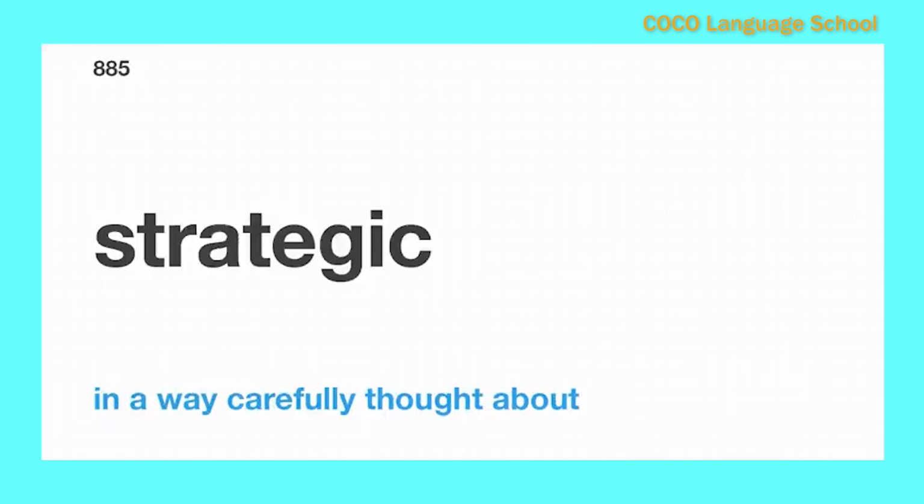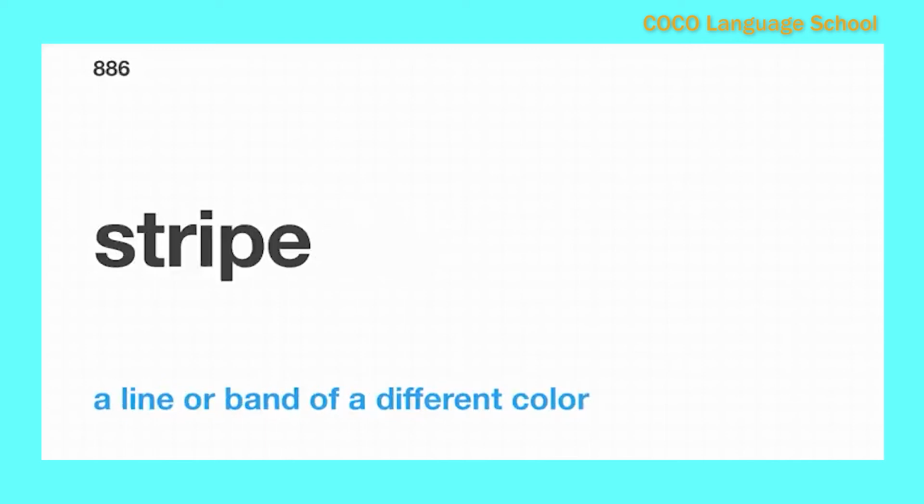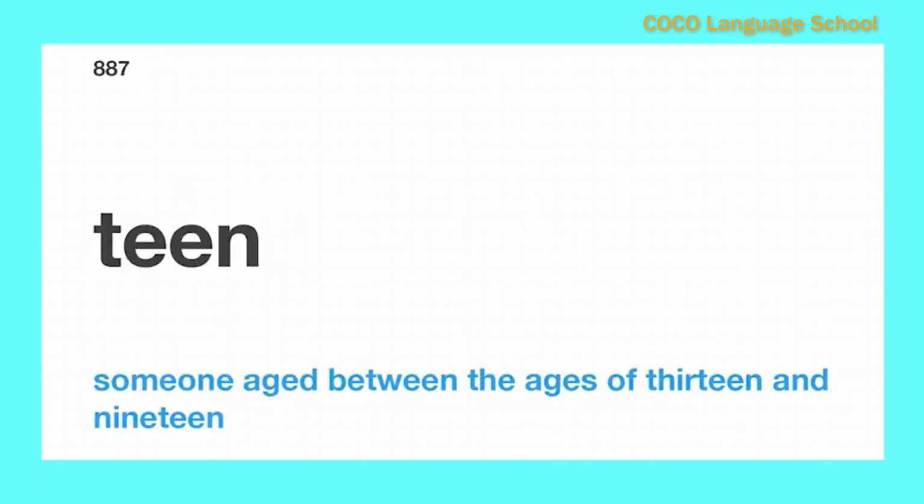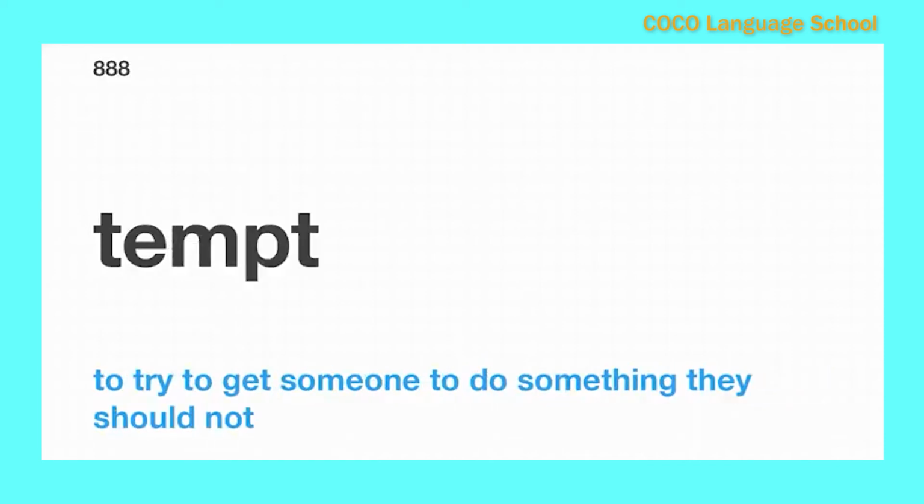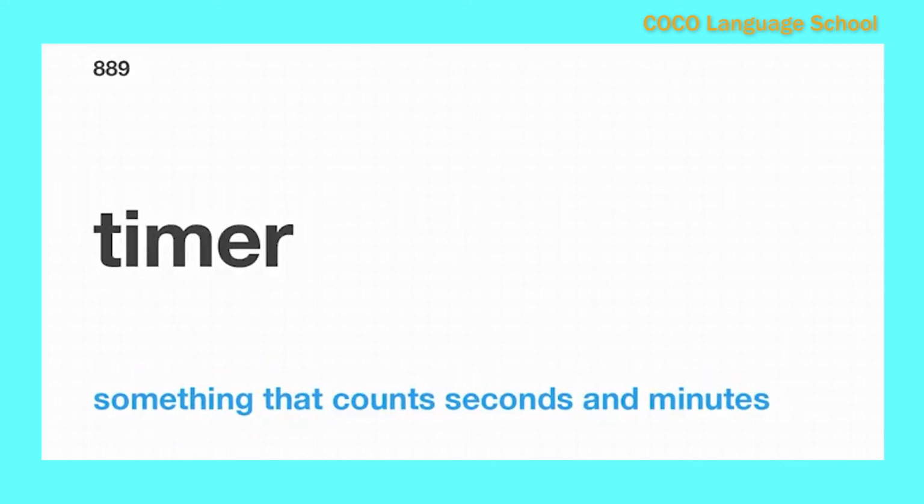In a way carefully thought about. Strategic. A line or band of a different color. Stripe. Someone aged between the ages of 13 and 19. Teen. To try to get someone to do something they should not. Tempt. Something that counts seconds and minutes. Timer.